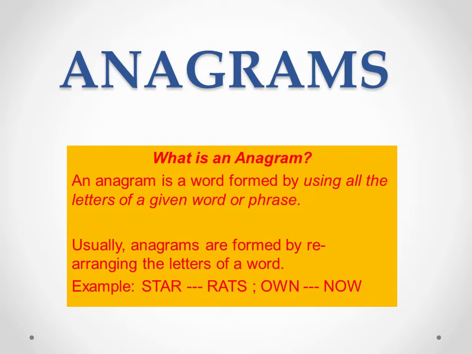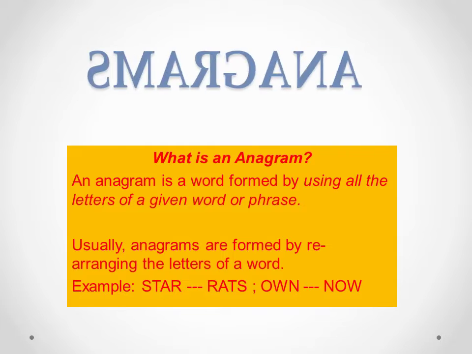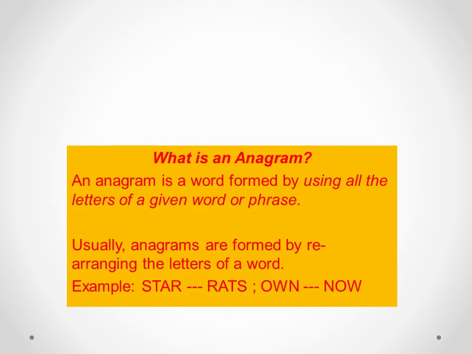Now let's consider the example of star and rats. Now there are 4 letters in the word star. And now when I write it backwards, you notice that I started with the last letter of star. Now I have R-A-T-S. By writing back, I now have rats. So rats is an anagram of the word star, just the way star is an anagram of the word rats.